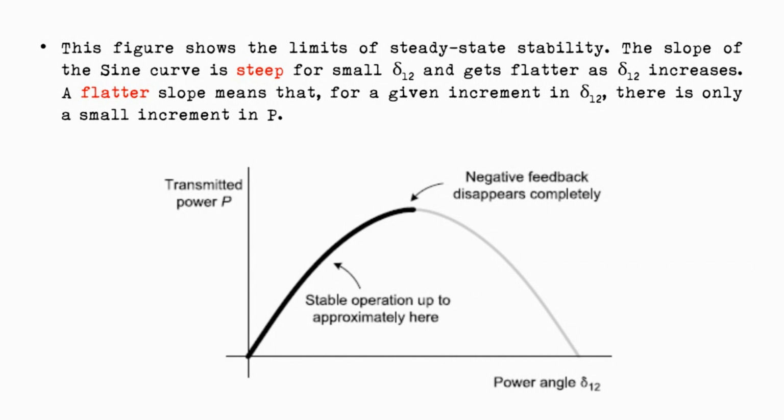This flattening means that stability is in danger, because if delta is increasing, only a small increment of power will be there. In the first portion, it's very linear. But after the flattening point, if delta is increased, only a small part of the power will change. And worse, if you exceed 90 degrees, the maximum value, the system will be completely out of stability. Why? Because in this case, the power will be of the opposite relation. Delta is increasing and power is decreasing. So the maximum point we can reach is 90 degrees.